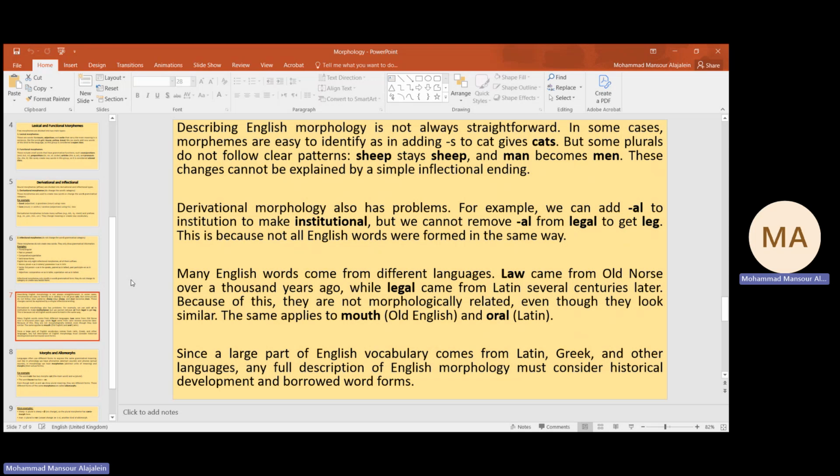Okay, so the structural rules of morphological formation and analysis don't apply to all words or to all forms of English. Since a large part of English vocabulary comes from Latin, Greek, and other languages, a full description of English morphology must consider historical development and borrowed word forms.